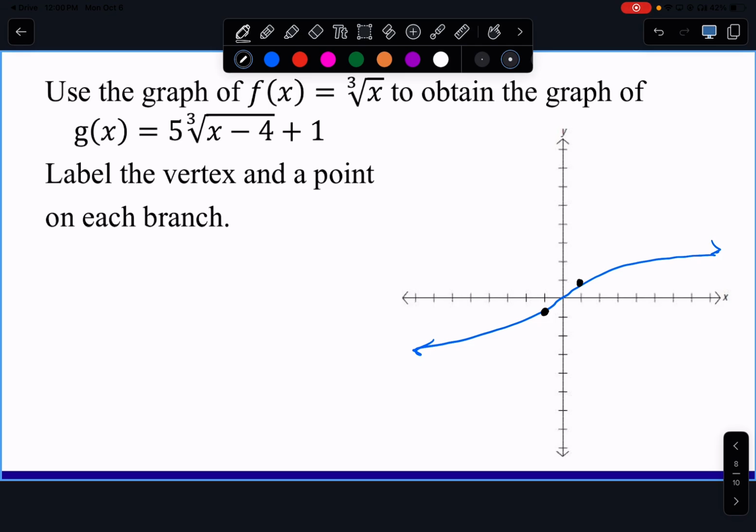Now, let's find our vertex. So in this case, negative h is going to give me a positive 4. So right 4 and then up 1. So that's going to be where my vertex is now. And then 1 on each branch. So we go to the left and to the right. Well, left of that is going to be positive 3, and to the right of that is going to be positive 5.